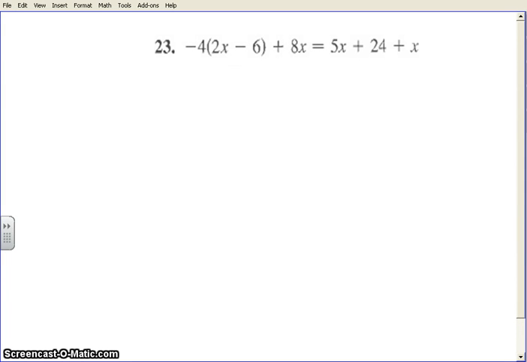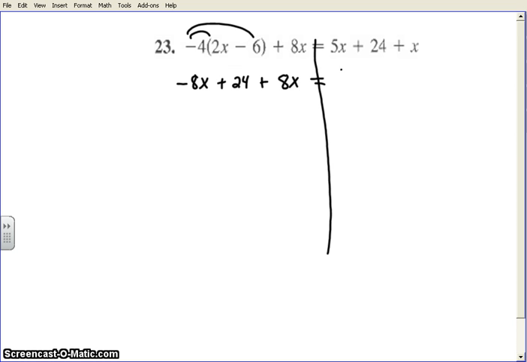Okay, to solve this linear equation, the first thing we're going to do is distribute the negative 4. That gives us negative 8x plus 24 plus 8x equal to 5x plus 24 plus x. Now we're going to combine like terms. Negative 8x plus 8x is 0, so those two drop out. Over here on this side, positive 5x plus x is 6x.